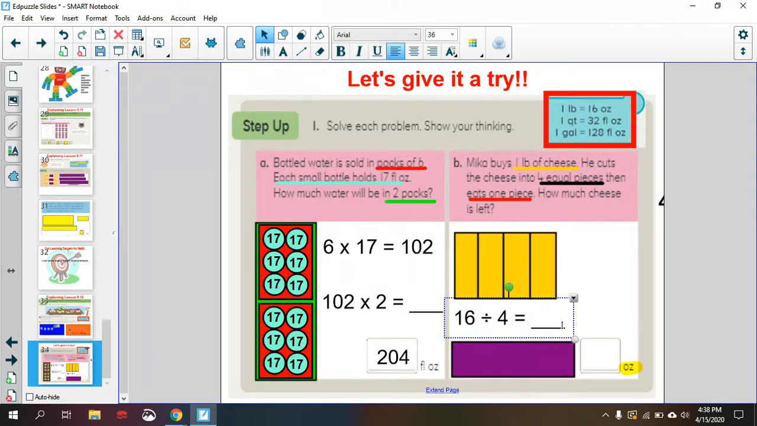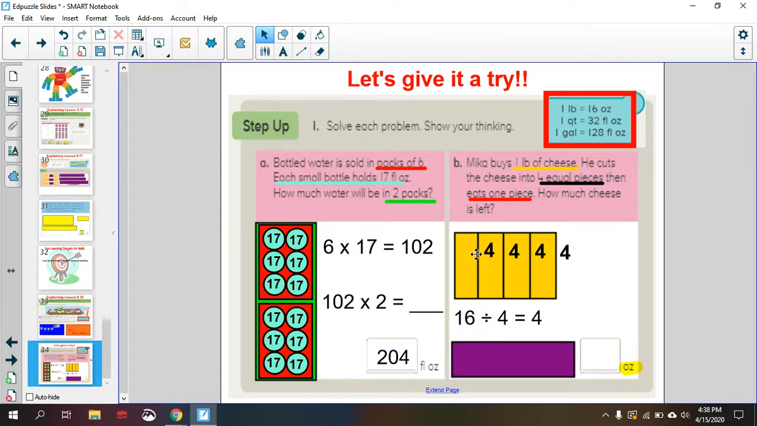What is 16 divided by 4? Yeah, 16 divided by 4 is 4. So you know that each piece of that pound or each piece of that 16 ounces is going to be worth 4. Now, here's where that last part comes in, though, because that's not what the question's asking. The question's not asking how much is each piece worth. It's asking how much is left after Mika eats one of those pieces.